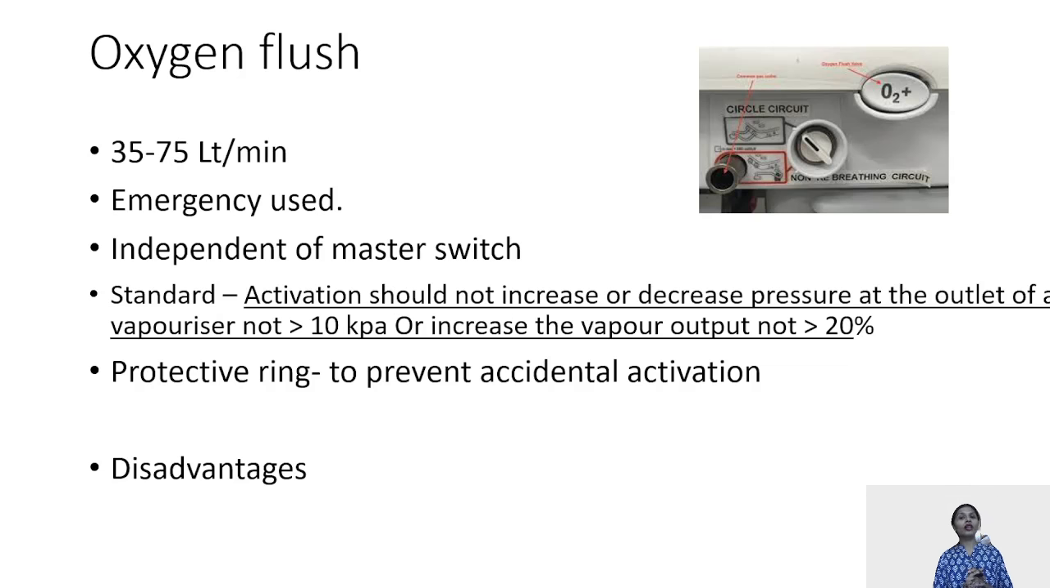Talking about oxygen flush, please see what an oxygen flush looks like, because this image can always come for identification. This oval shaped button you can see, this is the oxygen flush. It always has O2 positive written on it, and if you see it carefully, it has a protective rim around it, so that you are not accidentally pushing it again and again.